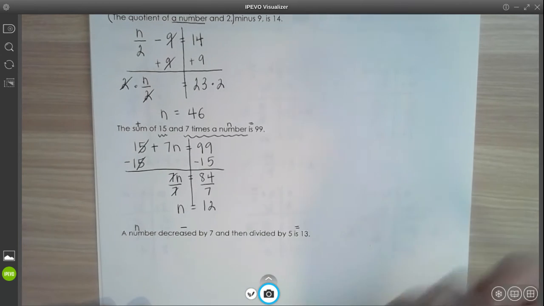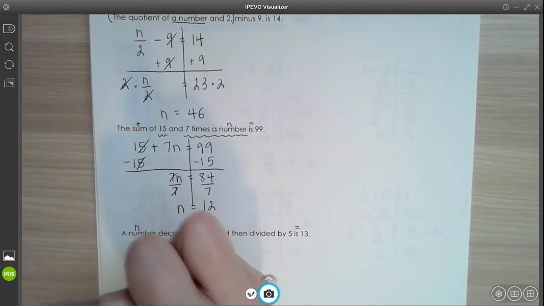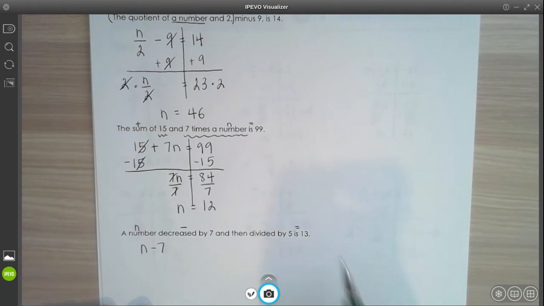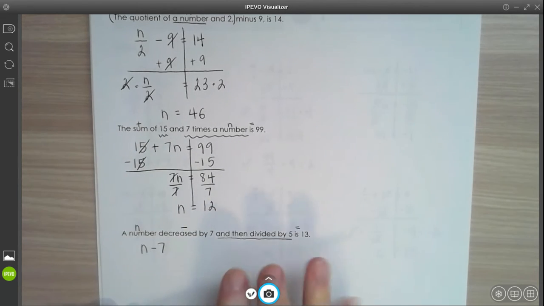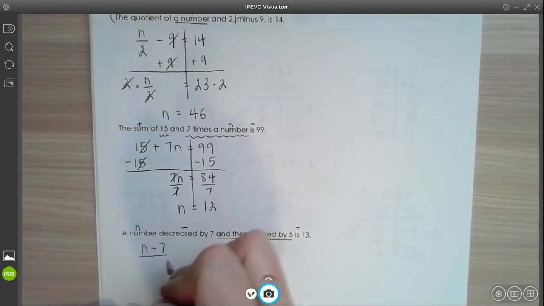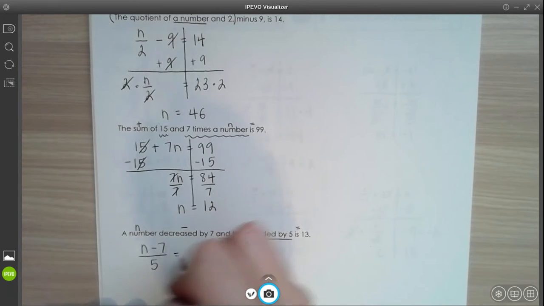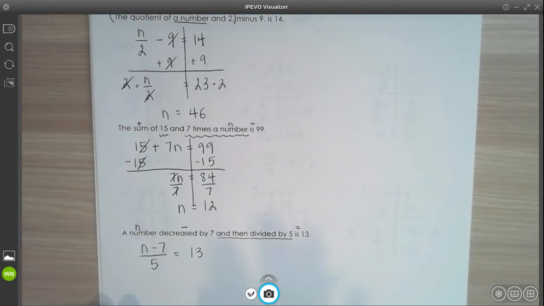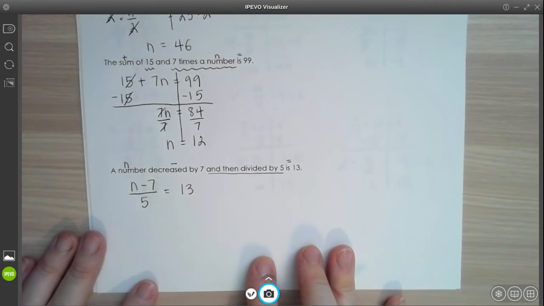So first of all, we have to do a number decreased by 7. So the number decreased by 7, and it says, and then I'm going to divide by 5. So what that means is I have to group this whole thing is going to get divided by 5. So this is one of those where I have to write it over 5 like that. And then is means equals 13.